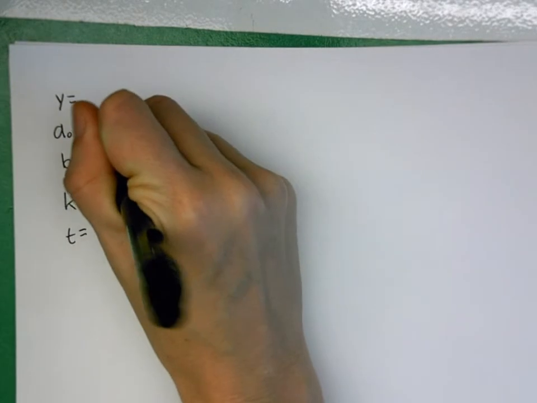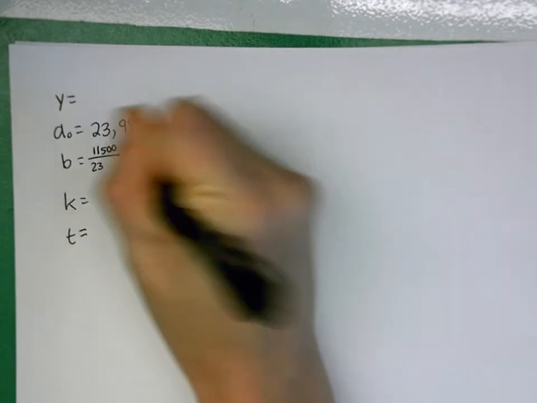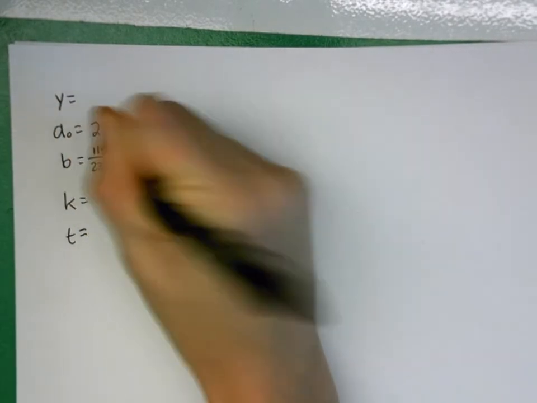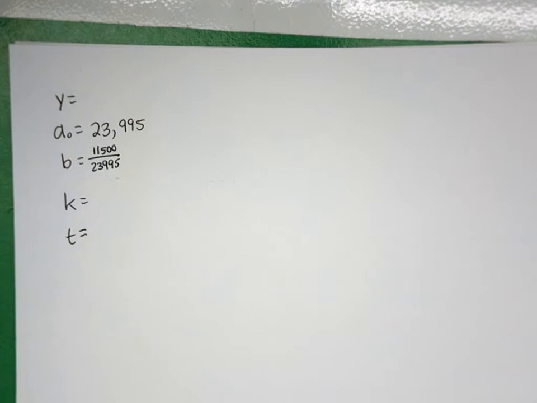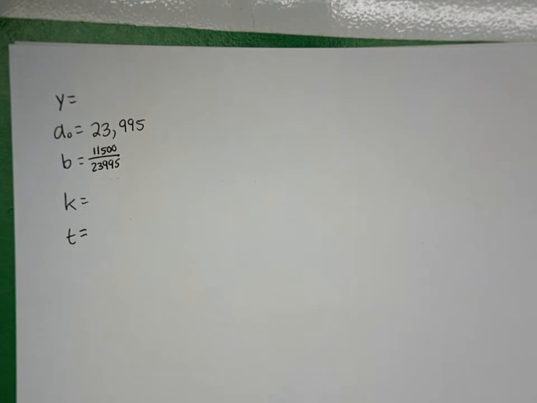And so this is going to be 11,500 over 23,995. Which is going to be that comparison of growth, or in this case, decay, since the car is depreciating in value. Okay, so that's your growth or decay factor.